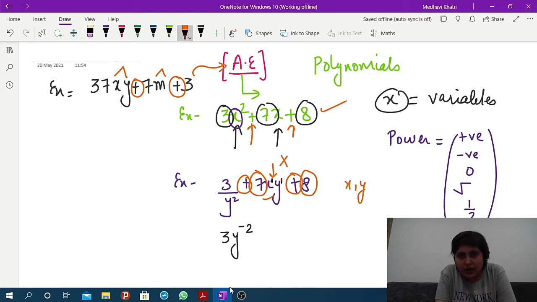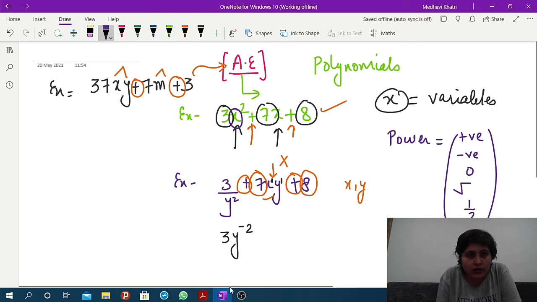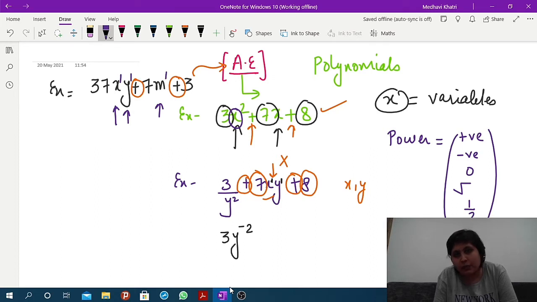We just have to check the powers of the variables. Here we have three variables: x, y, and m. Now let us check their powers. x has +1, y also has +1, and m also has +1 power only. So the powers of the variables are whole numbers, not other than whole numbers. That means this kind of algebraic expression will be called a polynomial.